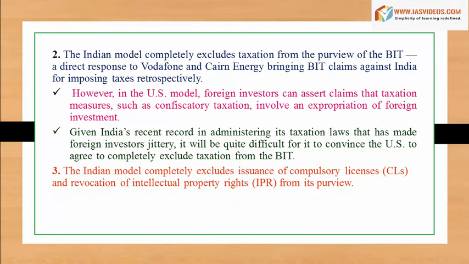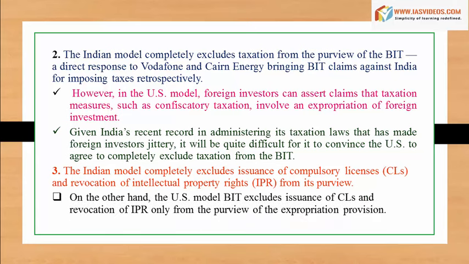3. The Indian model completely excludes issuance of compulsory licenses, CLs, and revocation of intellectual property rights, IPR, from its purview. On the other hand, the US model BIT excludes issuance of CLs and revocation of IPR only from the purview of the expropriation provision.